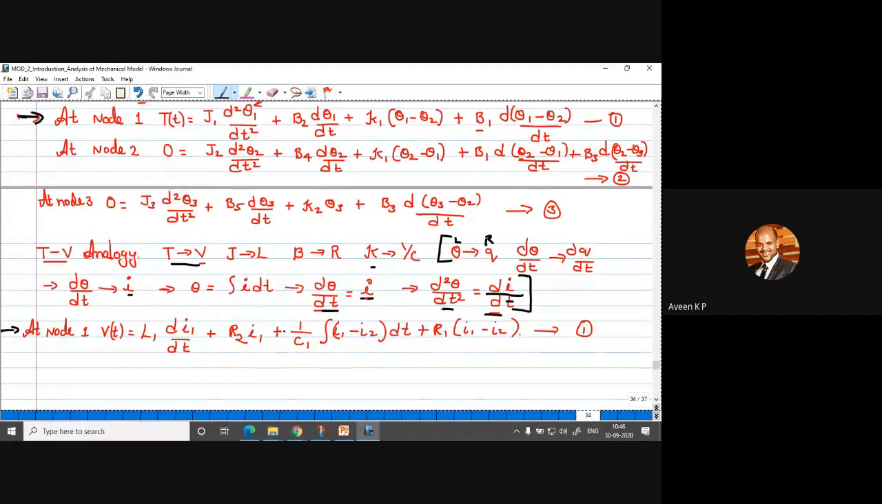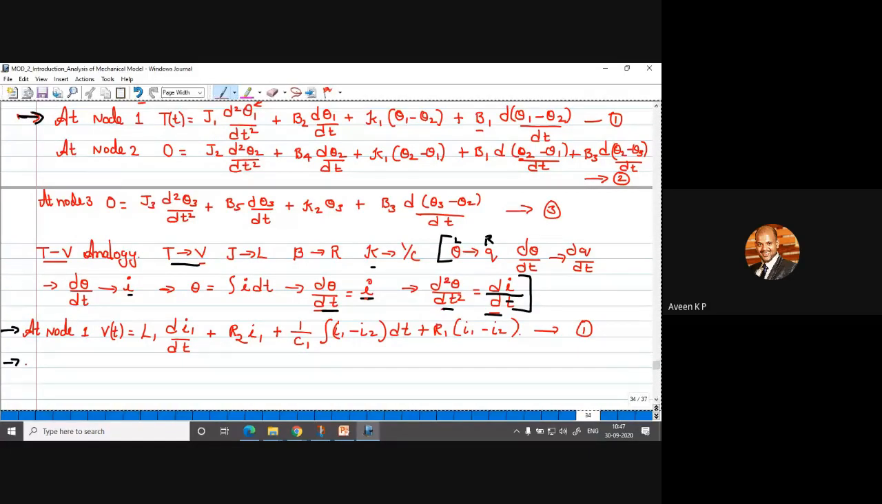So I will show one more node, and next I will jump to the circuit diagram. The third equation I will give as homework. Please obtain the third equation on your own. Any doubt, please ask me.